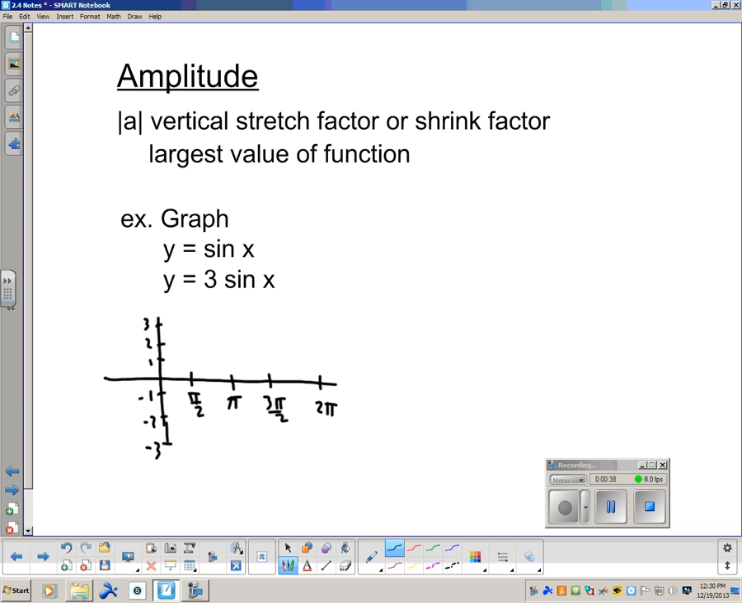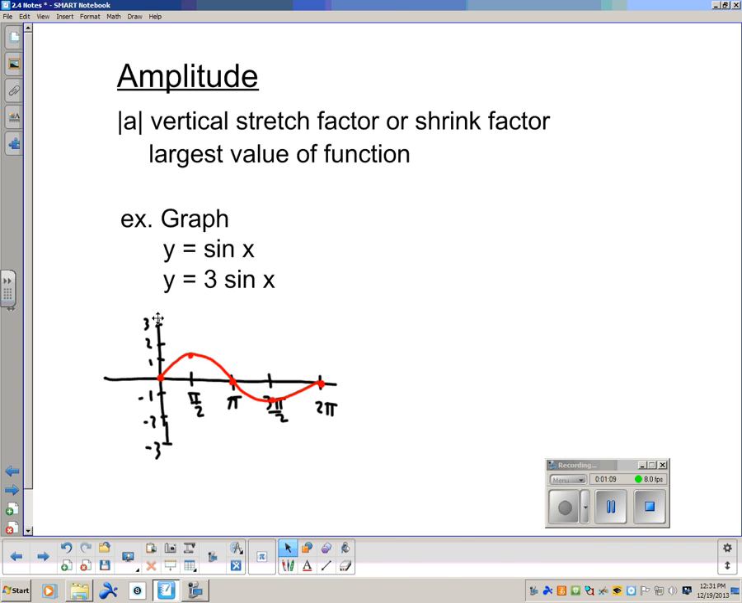So now graphing this out, I'm just going to graph a regular sine graph here first. At 0, the y value is 0. At pi over 2, the y value is 1. At pi, the y value is 0. At 3 pi over 2, the y value is negative 1. At 2 pi, your y value is 0. So I'm going to connect my points here and just get my nice sine graph.